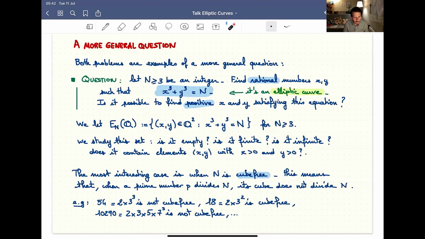And you can find any other example, 10,290. Well, you can find the decomposition. It's 2 times 3 times 5 times 7, 3 times. And since the prime number 7 appears 3 times, this number 10,290 is not cube-free. Okay, and the most interesting case for this question above is when n is cube-free. I'll come back to that maybe later during the talk.